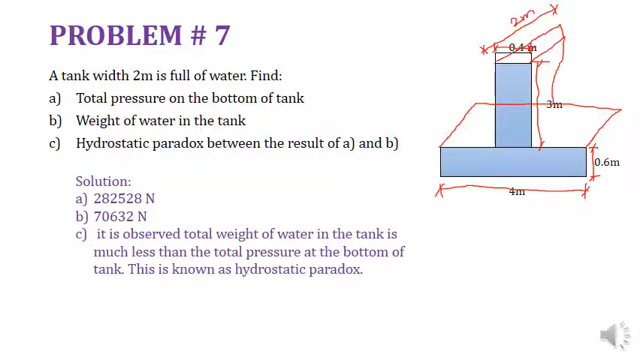And again, for the third part, it's the hydrostatic paradox. For the result, it's very easy: the total weight of the water in the tank is much less than the total pressure at the bottom of the tank. This is known as the hydrostatic paradox. So you are familiar with that, and you can get a better idea about this paradox.